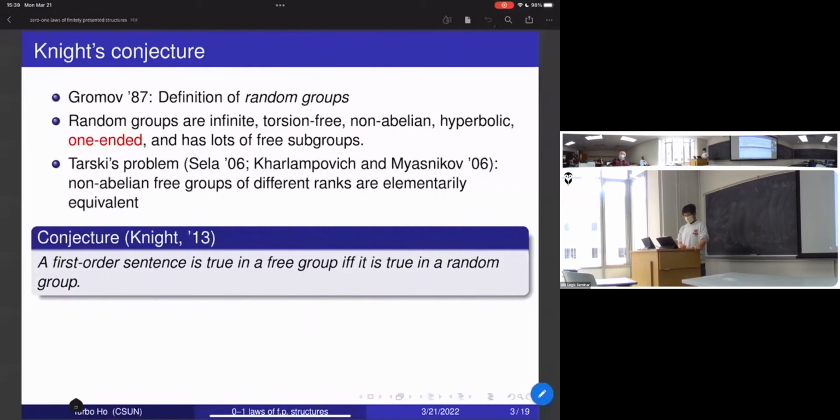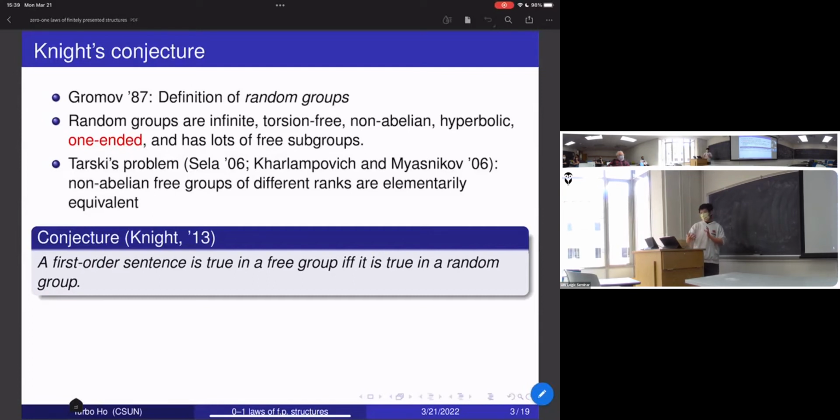So that's what the Knight conjecture is: that a first order sentence is true in a free group if and only if it is true in a random group. Basically, you take the 0-1 law for graphs and try to formalize the same thing, but now for groups. We will say a little bit more about how you actually build the random groups, because as we've seen, it's not so straightforward how you transport the graph theory version.